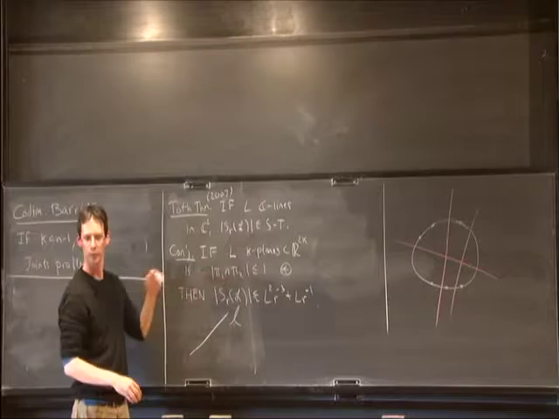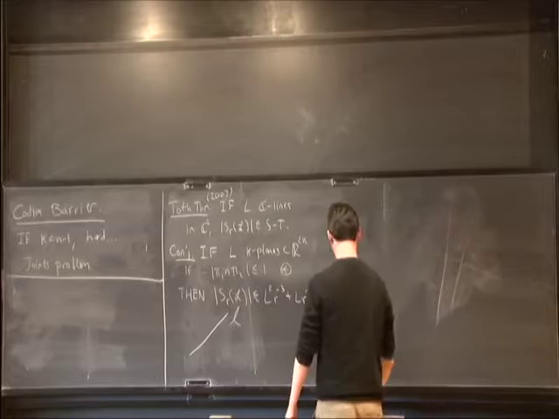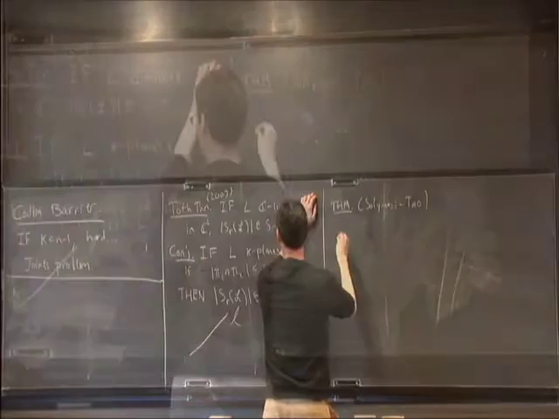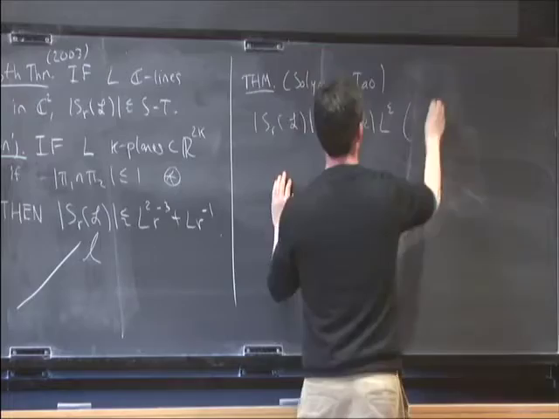One of the good theorems now proven with the polynomial method is that this conjecture is very nearly true. This is a theorem of Solymosi and Tao. Under these conditions, the number of intersections is bounded by a constant that depends on epsilon, L to the epsilon, so something smallish, times the conjectured bound.